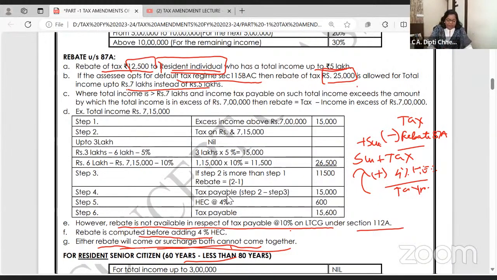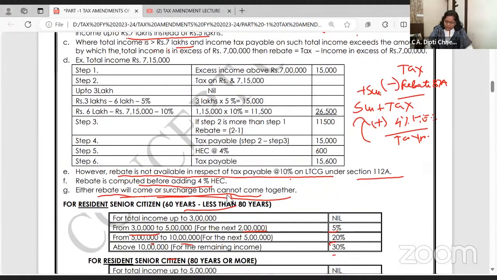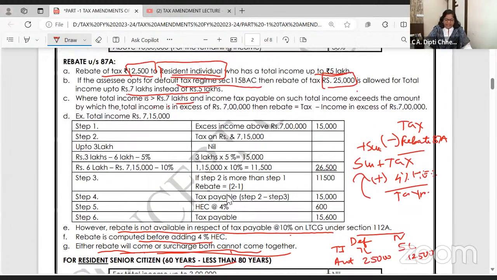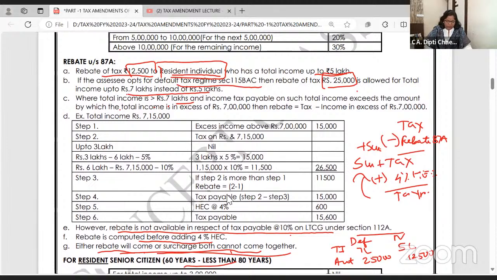So where the total income is up to 7 lakhs, how much rebate is there in the default? What is the total income limit? 7 lakhs. In normal, how much is it? 5 lakh. Here, how much is the rebate amount? It's 25,000. Here how much is the amount? 12,500 for resident individual. Is this clear to all of you?